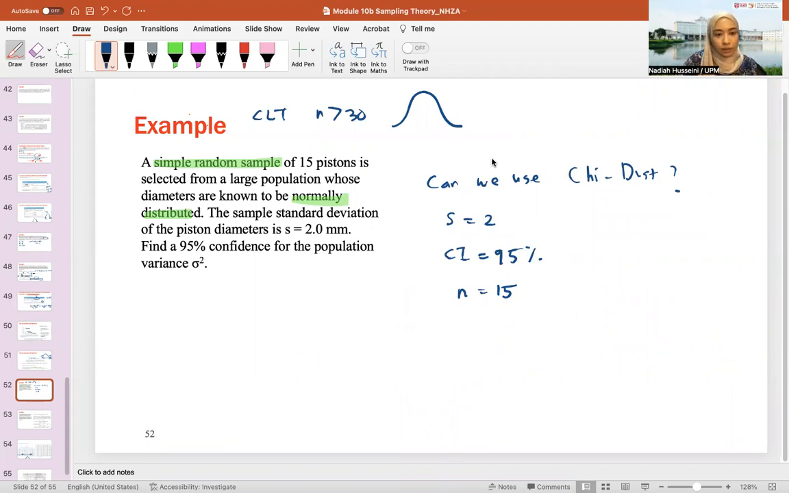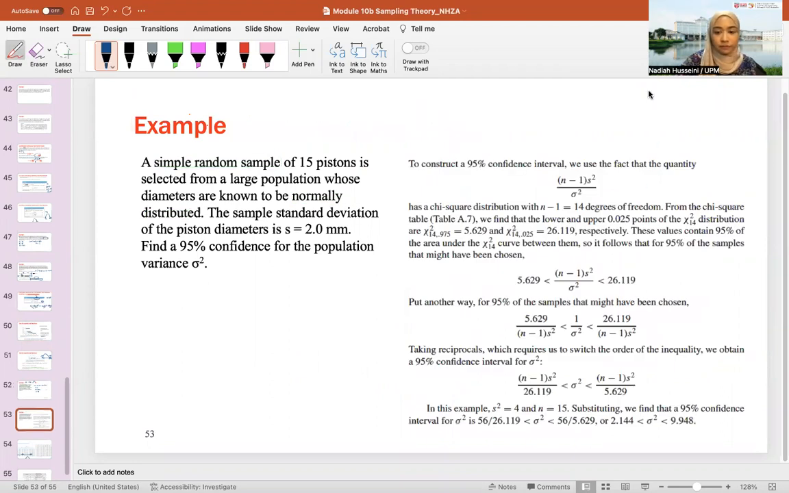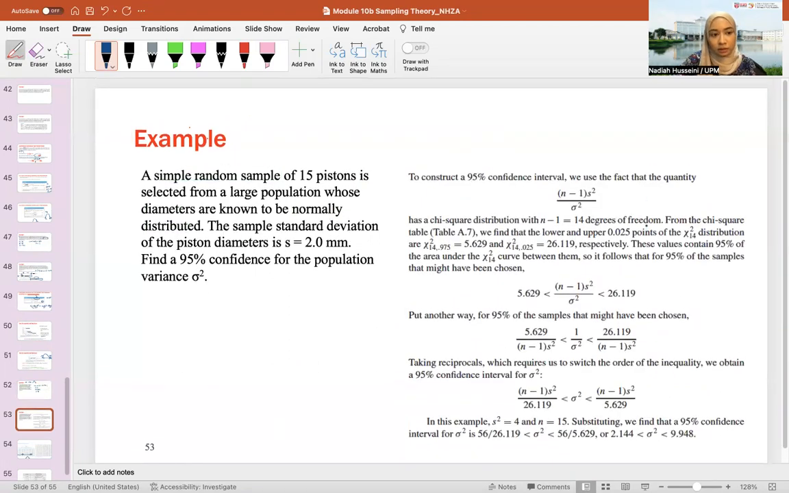Okay, so let's go back to this example. That was tough. There's a lot of explanation and I want to go through this one by one with you. So again, a simple random sample of 15 pistons is selected from a large population whose diameters are known to be normally distributed.